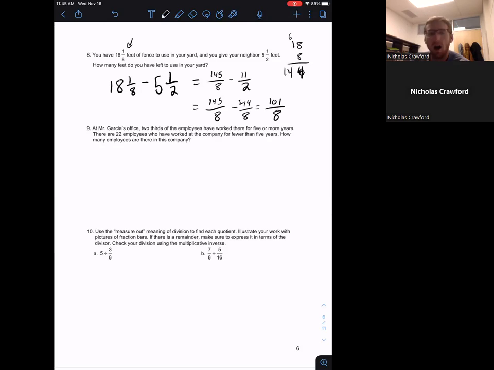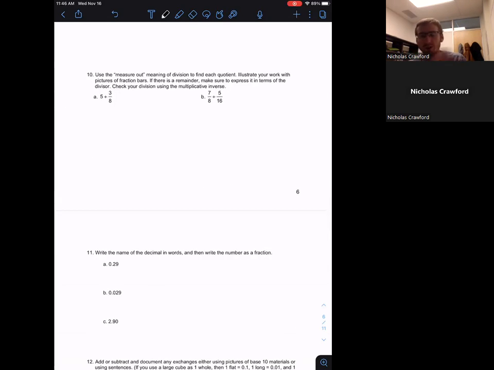So I could simplify this, right? And if I simplified this, I think I would get 8 times 12 is going to be 96. So I'm going to have 12, I have 5 left over 8. So 12 5/8 feet. Okay. So that's how you would do one of these word problems.